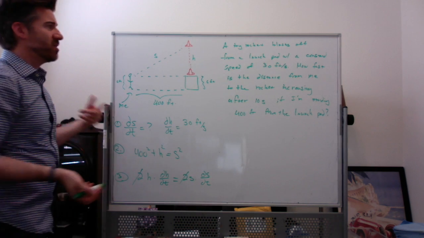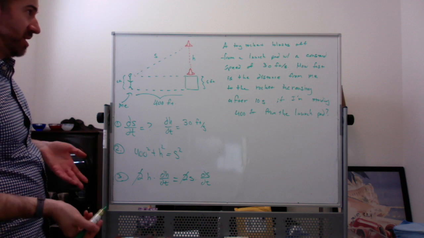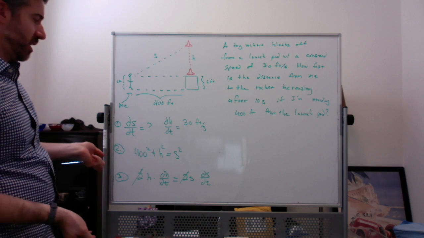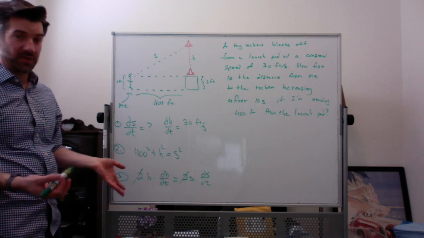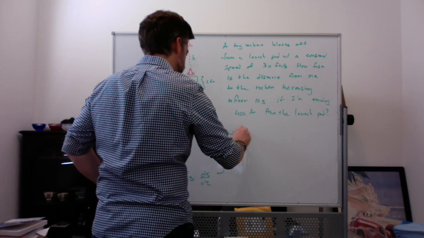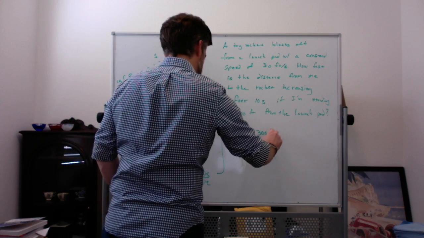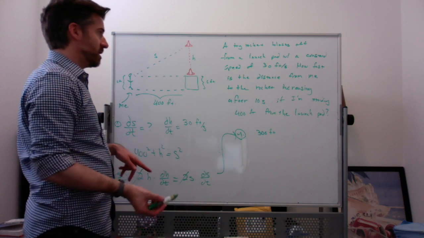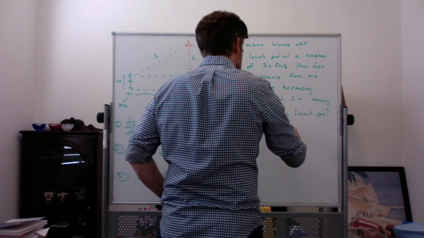I'm not actually told how high the rocket is. I'm just told it's been going for 10 seconds. Well, if it's going at 30 feet per second, 10 seconds later it should be 300 feet high. So I'm going to have h is 300 feet, and dh dt is 30 feet per second.